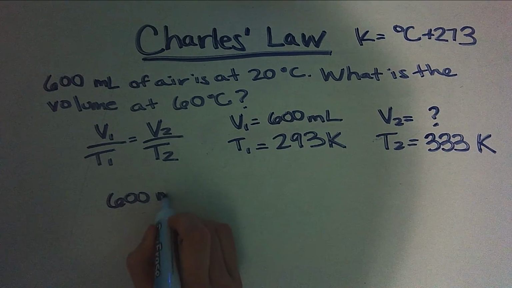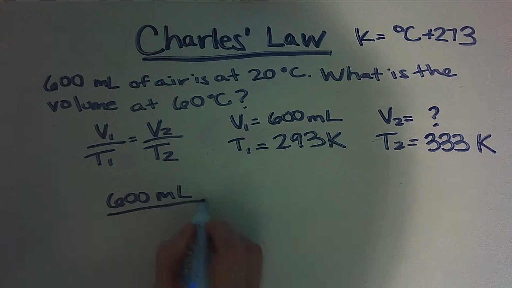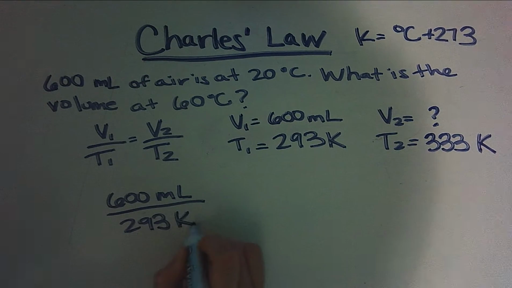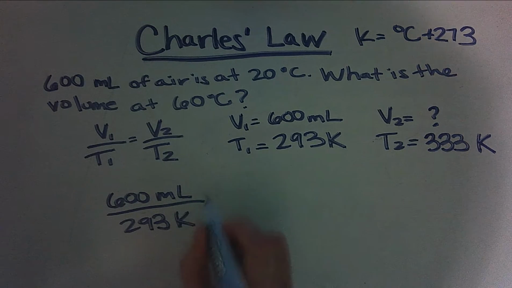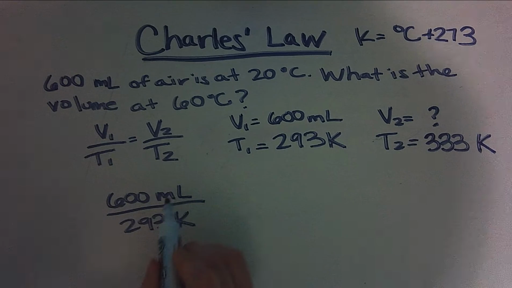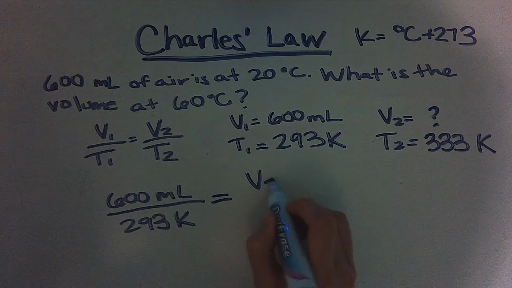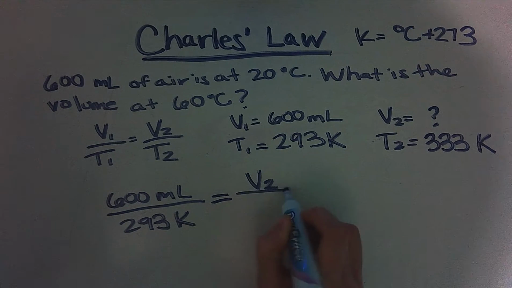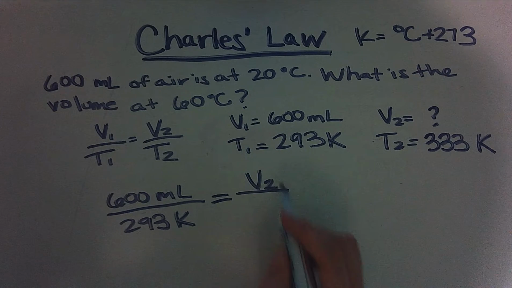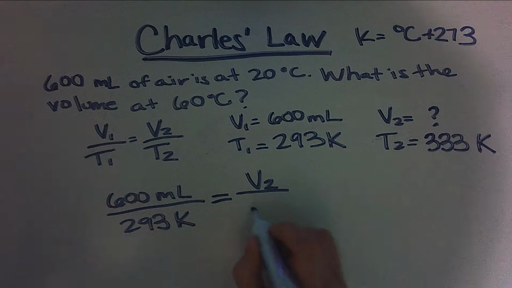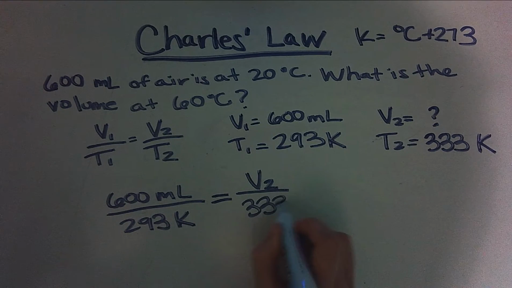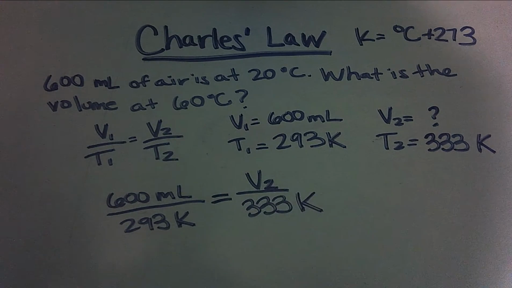600 milliliters divided by 293 Kelvin. Remember, it is important to write your units. This is a measurement. So a measurement has a number value and a unit attached. I'm going to set this equal to V2, that's the variable I'm trying to solve for, divided by my second temperature, 333 Kelvin.